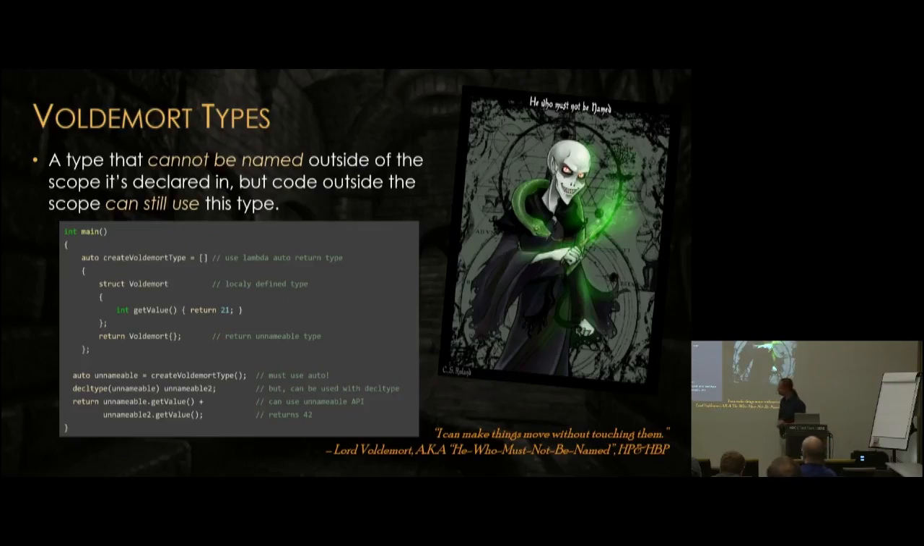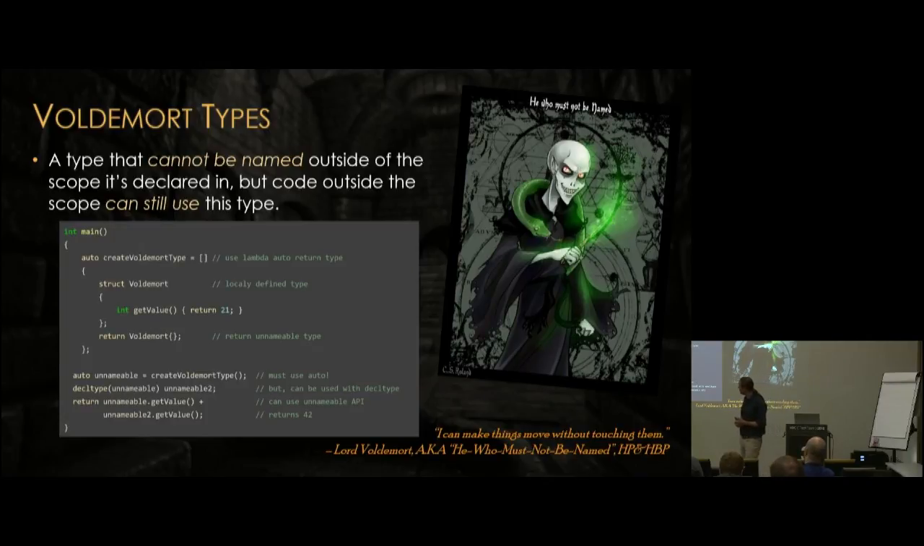Our next friend are Voldemort types. Who here has ever heard of Voldemort types? Okay, so I thought most of you will learn something. Voldemort types is a concept that comes from D, actually. I think the name was given by Walter Bright, one of its creators, and basically it's a type that cannot be named outside the scope it's declared in, but it can actually be used outside, just as if you did declare it.